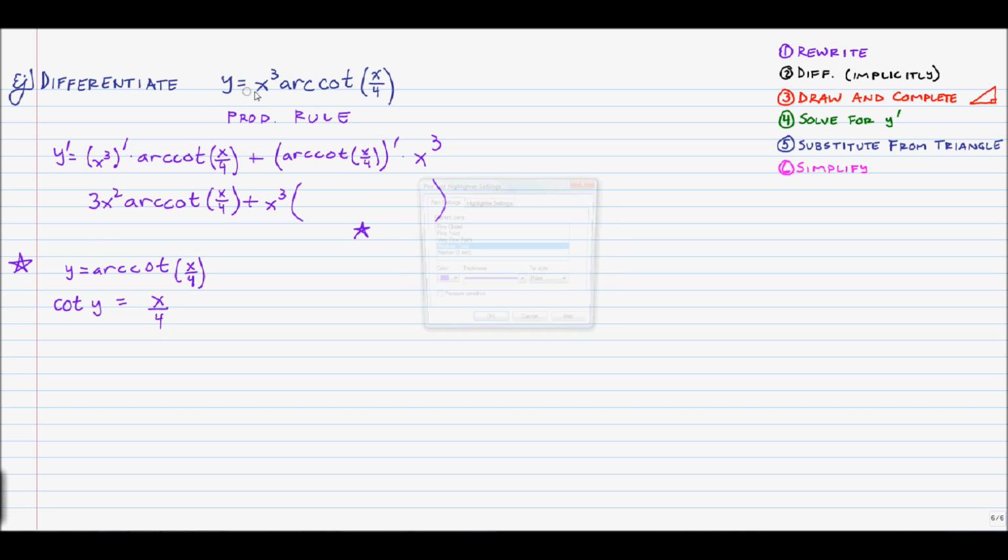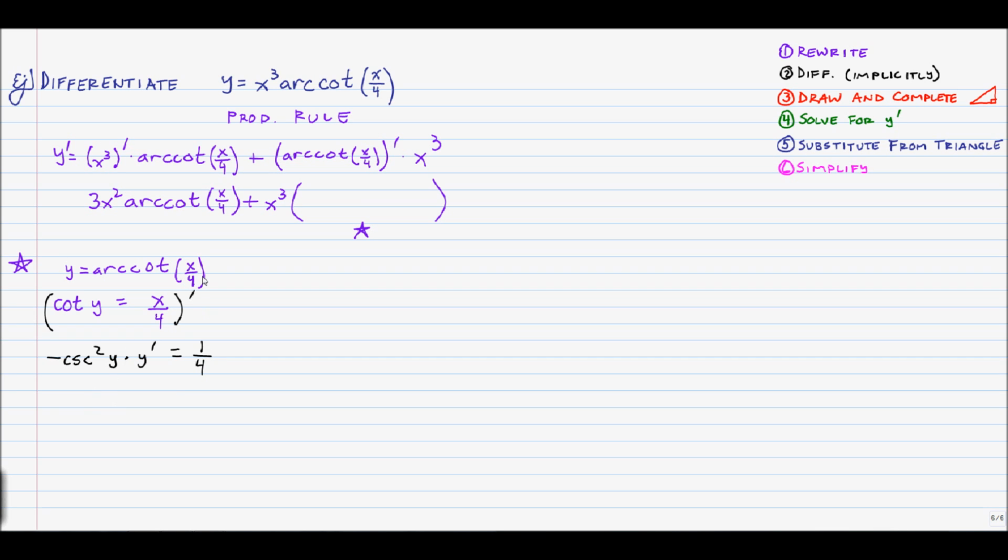So now we need to take the derivative of that guy. So the derivative of this guy, following the old method, cotangent of y, its derivative is equal to negative cosecant squared of y, and of course times y prime. Don't forget that, it would be a shame to lose it. And then of course the derivative of x over 4 is just 1/4.